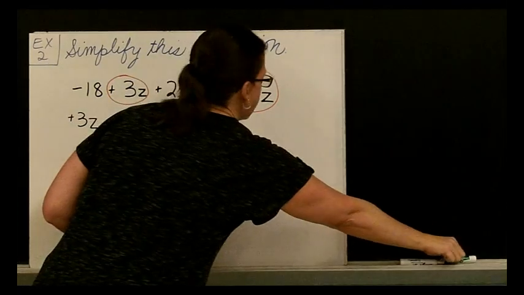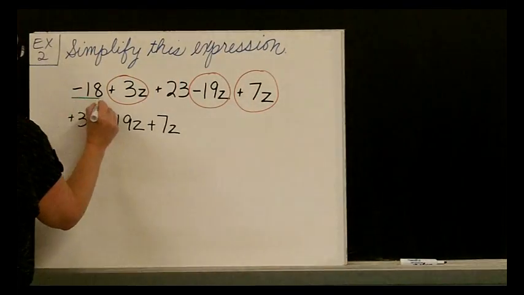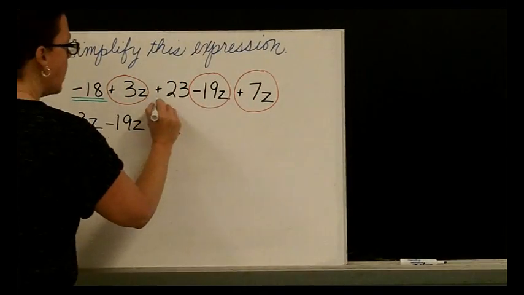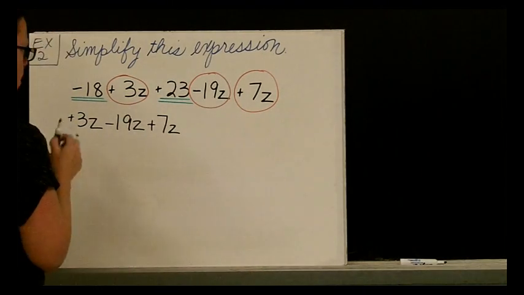And then what we have left are our constants. We have a negative 18 and a positive 23.